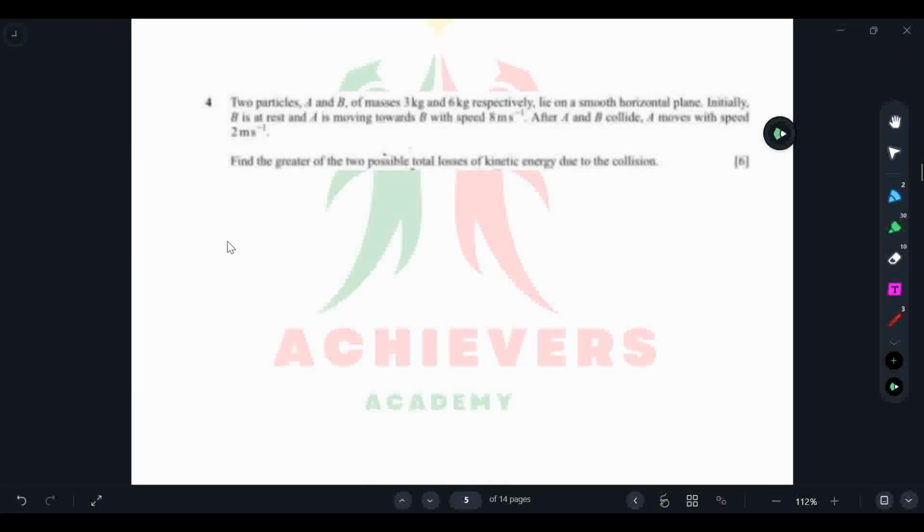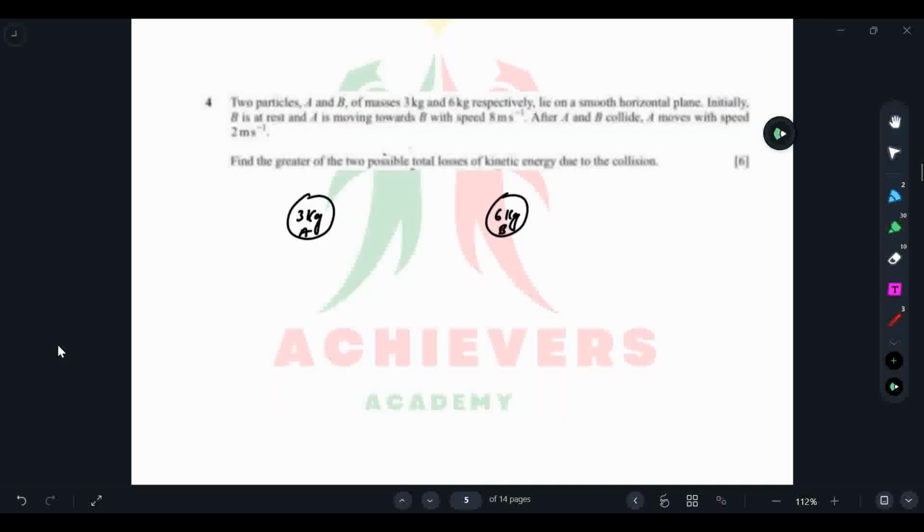Two particles A and B of masses 3 kg and 6 kg respectively lie on a smooth horizontal plane. Initially B is at rest and A is moving towards B with the speed of. So we can see that we have two particles. Let's make a scenario over here: two particles A and B of masses 3 kg and 6 kg. This one is particle A, this one is particle B.